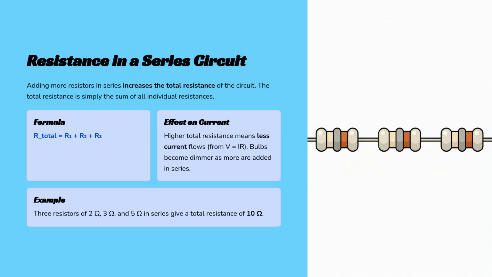Resistance in a series circuit simply adds up. As you add more resistors, the total resistance increases, which in turn reduces the total current flowing through the circuit. This is why bulbs may appear dimmer as more are added.